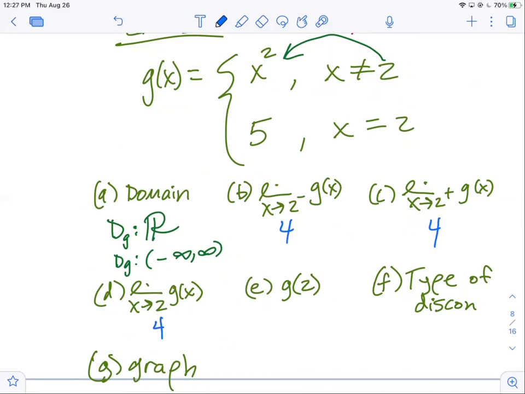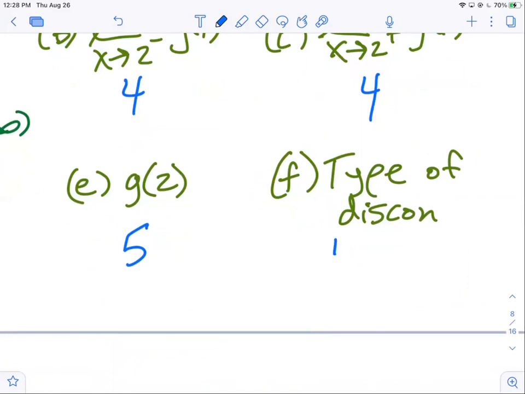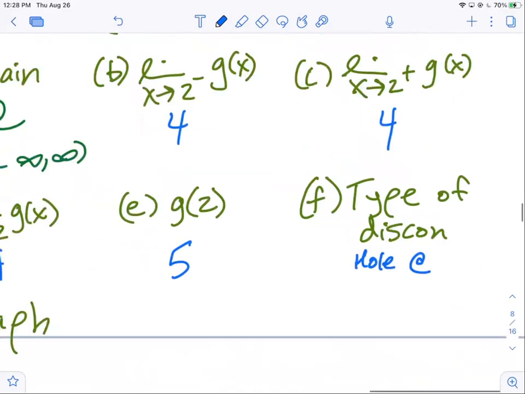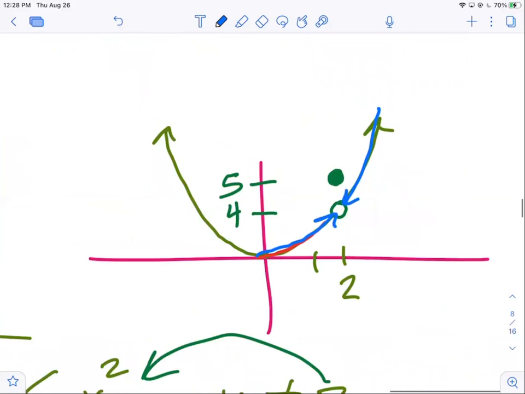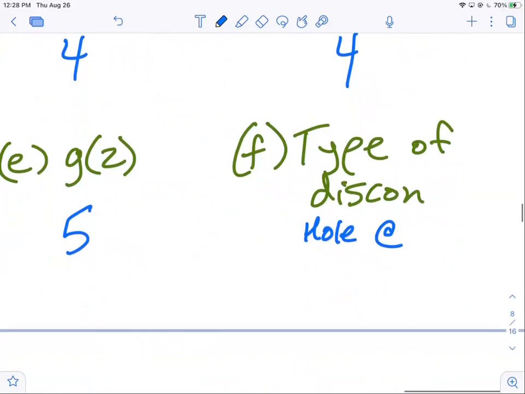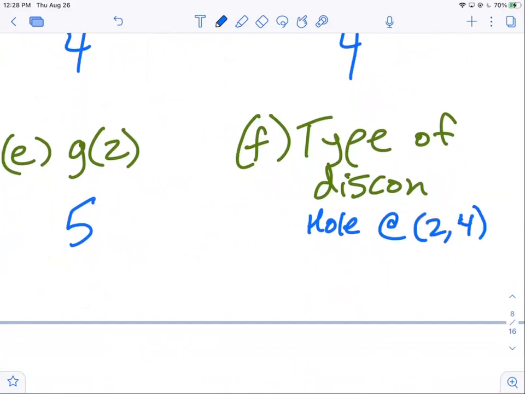When it's a not equals, same function on either side. And the function would otherwise be continuous there, right? G of 2, well, that's 5. Type of discontinuity, it's going back to the first type, right? We're going to say there's a hole, and we're going to say it's at, is the hole at 2, 4 or 2, 5? 2, 4, right. So 2, 4. You could also say at x equals 2, but of course that doesn't give as much information.